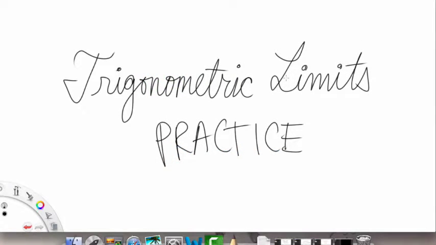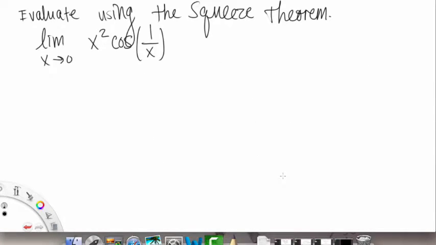Welcome to the practice problems video on trigonometric limits. Alright, so here's our squeeze theorem example. What we're supposed to do is evaluate using the squeeze theorem. We're given the limit as x goes to 0 of x squared times cosine 1 over x. This thing given here is our f of x. This is going to be our middle function, that's what we're going to try to make it be.